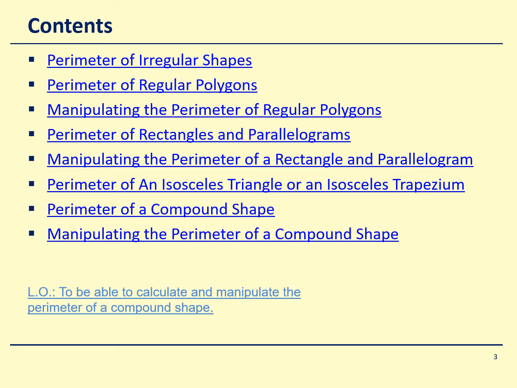So this is the last lesson on perimeter. We already know how to calculate the perimeter of an irregular shape and a regular polygon, how to manipulate the perimeter of a regular polygon, and how to calculate and manipulate perimeters of rectangles and parallelograms. And in the last lessons we've learned how to calculate a missing side of an isosceles triangle or a trapezium. And today we are moving on to calculating and manipulating the perimeter of a compound shape.